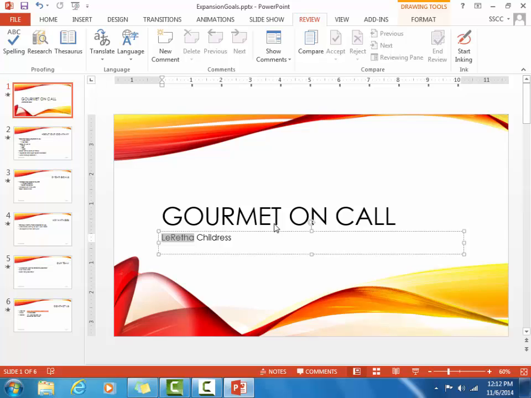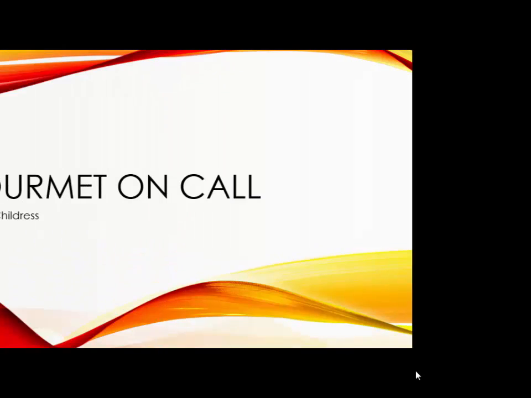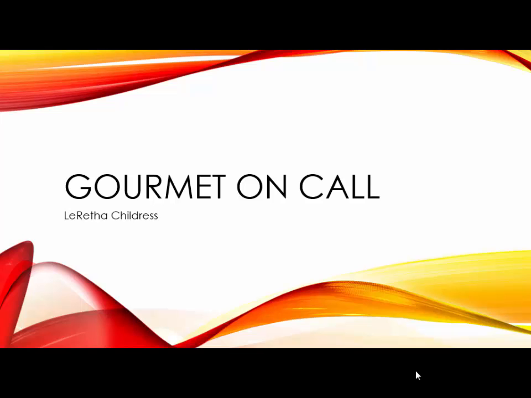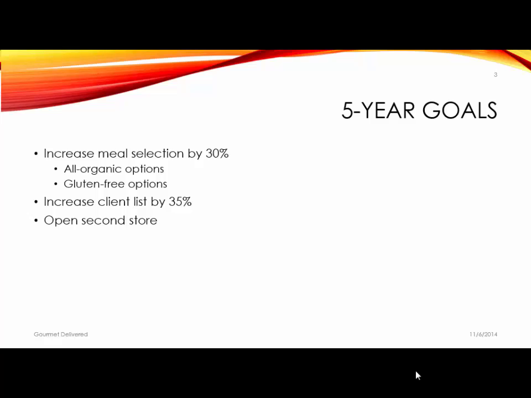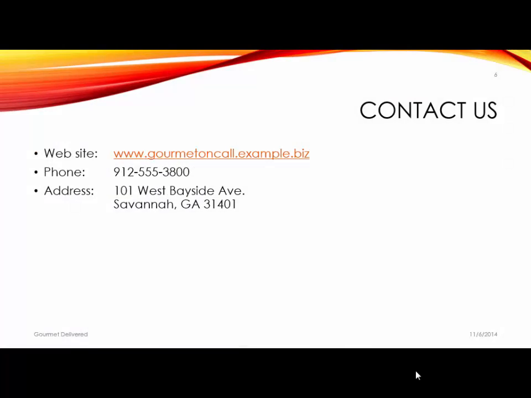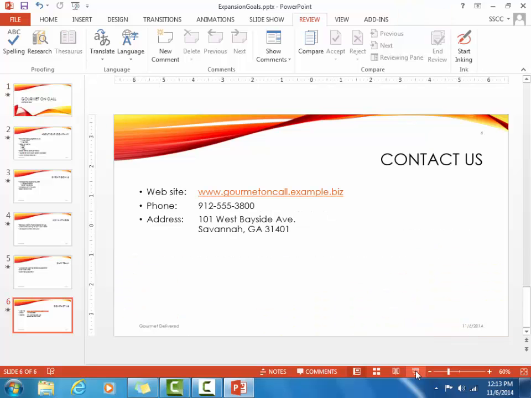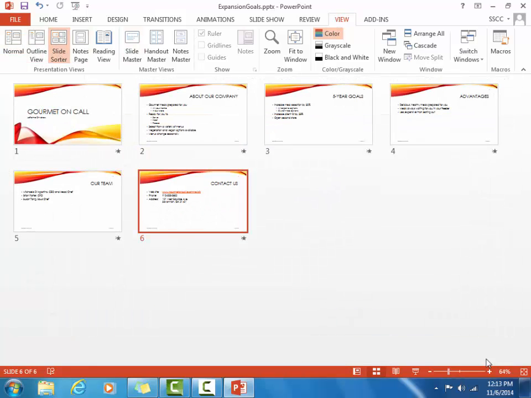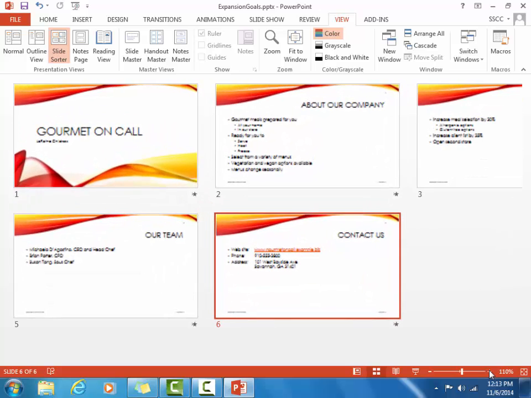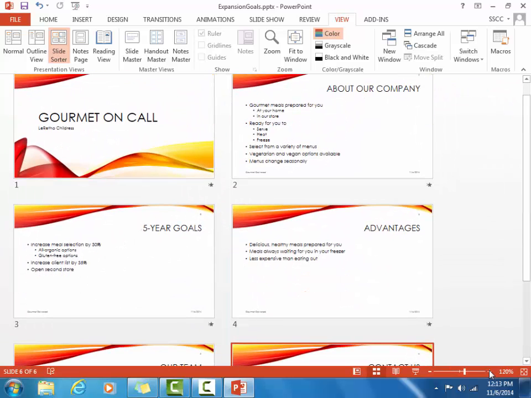It's going to display slide 1. On the status bar, click the Slide Show button. Advance through each slide, and then press Escape. Switch to Slide Sorter view. Set the zoom to 120, and then save the presentation.